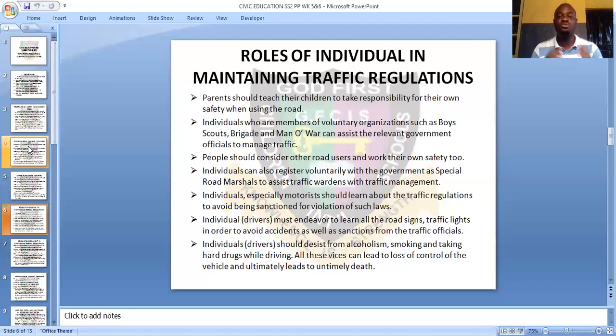So as a motorist, you need to know the traffic regulations, all of them, so as not to be sanctioned for violating the traffic laws. All right, individuals and drivers must endeavor to learn all the road signs and traffic lights in order to avoid accidents as well as sanctions from the traffic officials. If we don't know the road signs and you go all the way around, the traffic officials get hold of you, arrest you, and give you the necessary punishment which is meant for you.